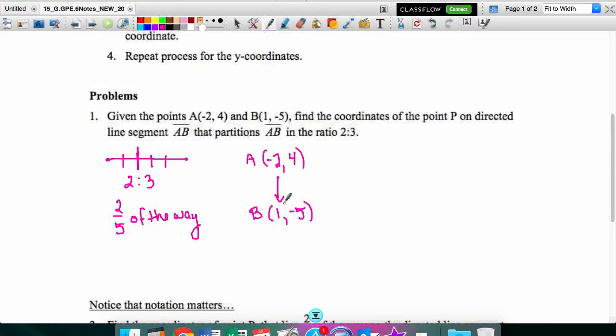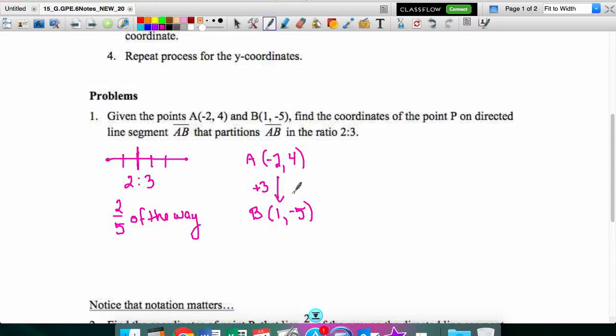To do this, we're going to take the second x-coordinate, 1, and subtract the first x-coordinate, -2. So 1 minus -2 is a +3. So here's our distance. What we've calculated here is essentially how far we would have to travel from A to B in our x-coordinates.